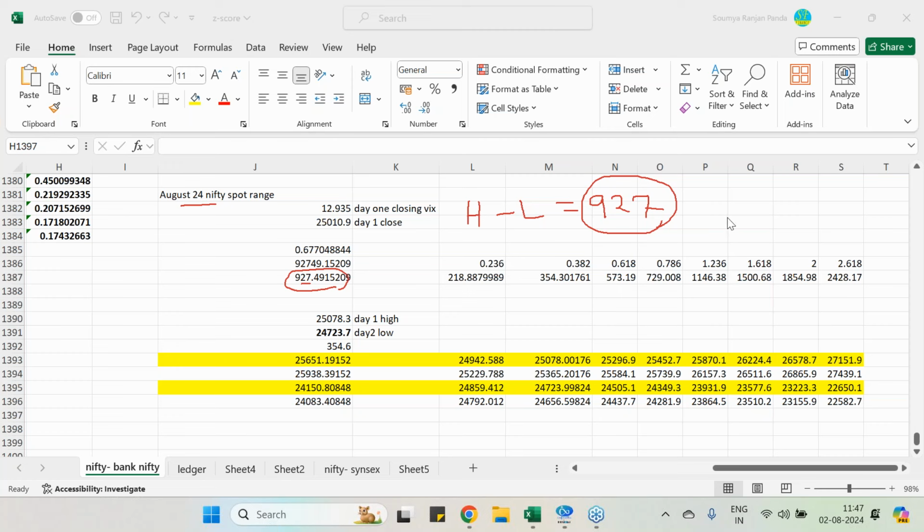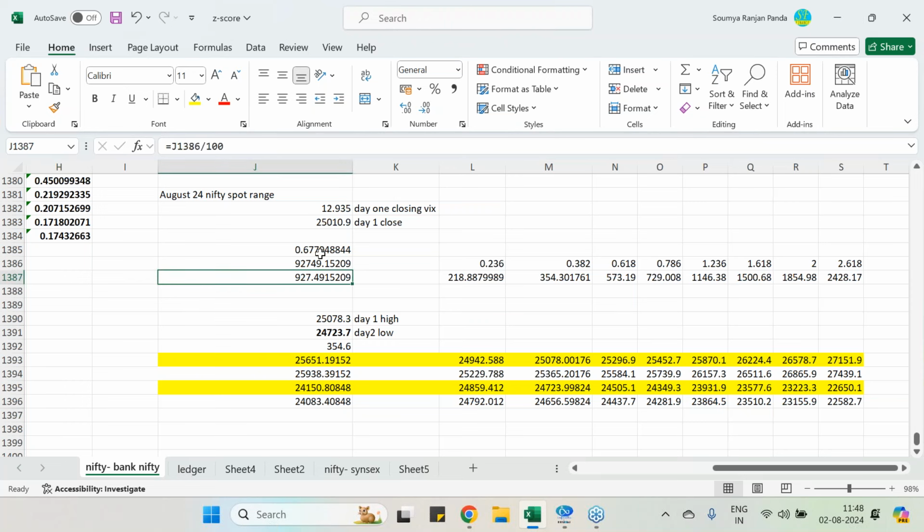What I am going to do here is a very simple calculation. Day one closing VIX: yesterday the August month started. On the first day of August, the VIX closed at 12.935, and the Nifty spot price closed at 25,010.9. Based on these factors, I am finding out 927.